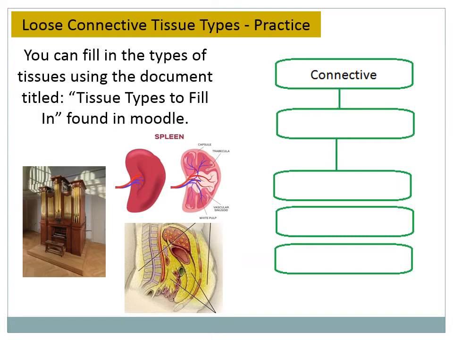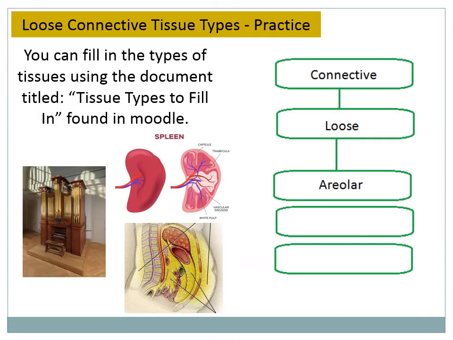So we have connective tissues, we have loose connective tissue types. These three pictures are supposed to help you remember what those three types are. So that picture all the way to the left, that is a pipe organ. What kind of loose connective tissue relates to organs?